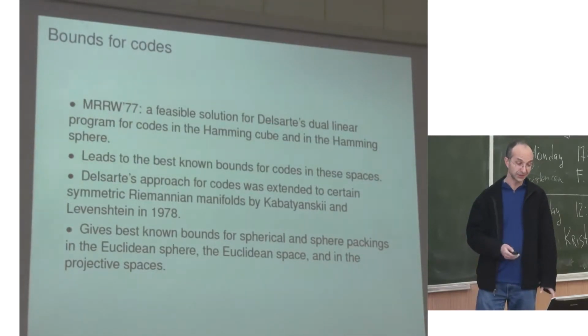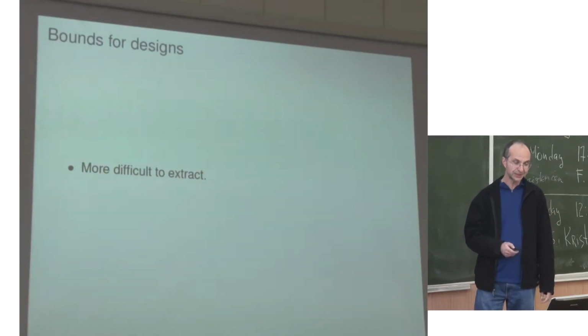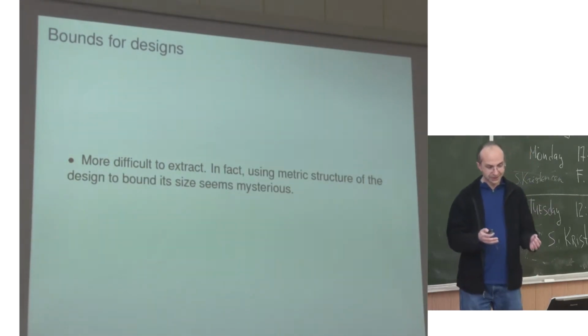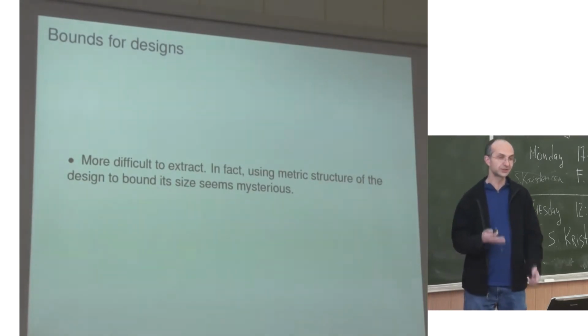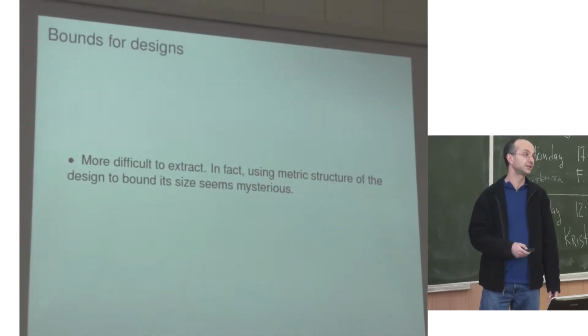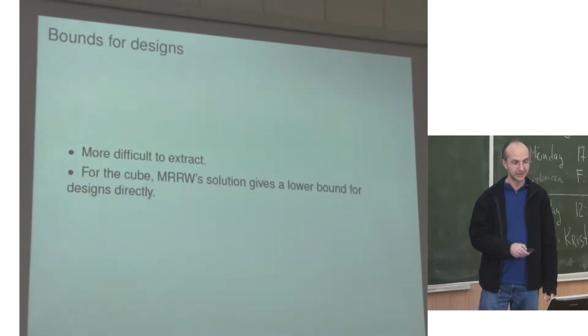Right? So this is the state of the art for codes. Bounds for designs are for some reason slightly more difficult to extract using this approach. In fact, let me say as an aside, we are going to use the metric structure of the space. Delsarte's approach counts points at given distances, and we want to bound the size of the design, which is not obviously a metric notion. This would explain why this is not very easy, and it took a long time.